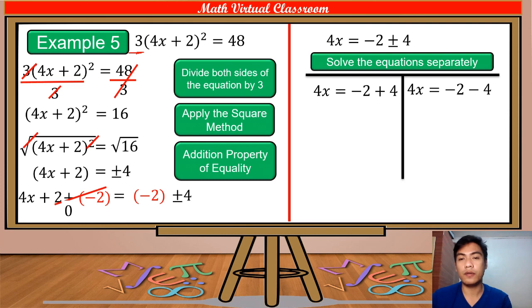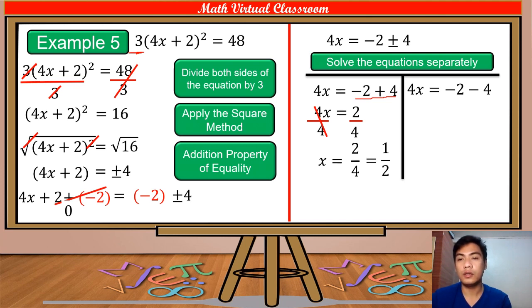So let us first solve this side. Negative 2 plus 4 is equal to positive 2. So that would become 4x is equal to 2. Dividing both sides now by 4, a number divided by itself is 1. So x now is equal to 2 over 4. If we are going to rewrite this in its simplest form, that would be 1/2.